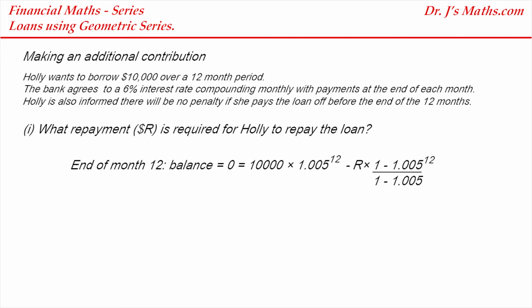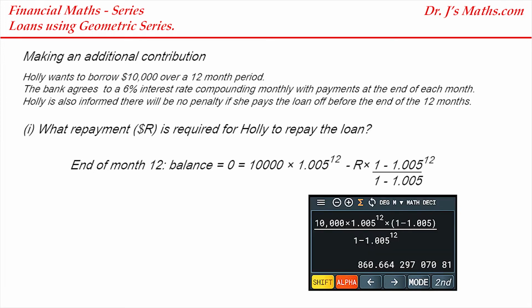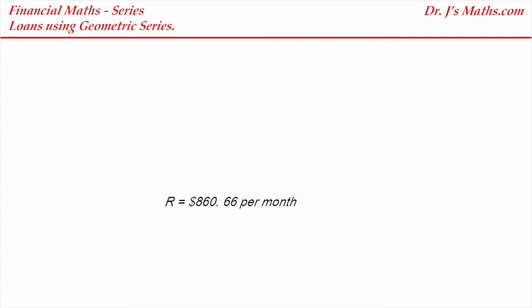So end of month 12, we can write this straight down. The balance is going to be 0 because she's going to have repaid it. She's got her loan, $10,000, the interest rate, 1.005 to the 12 months, minus the repayment and the sum of 12 terms of the geometric series. Put it in your calculator. Holly has to pay $860.66 per month.